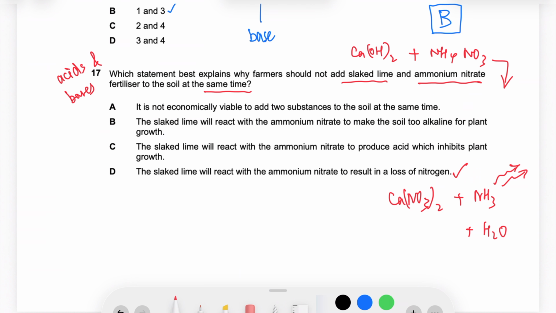Option D. The slaked lime will react with ammonium nitrate to result in a loss of nitrogen. So in the form of what? Ammonia gas. Okay, so the ammonia gas will just escape into the air. So the answer will be D.